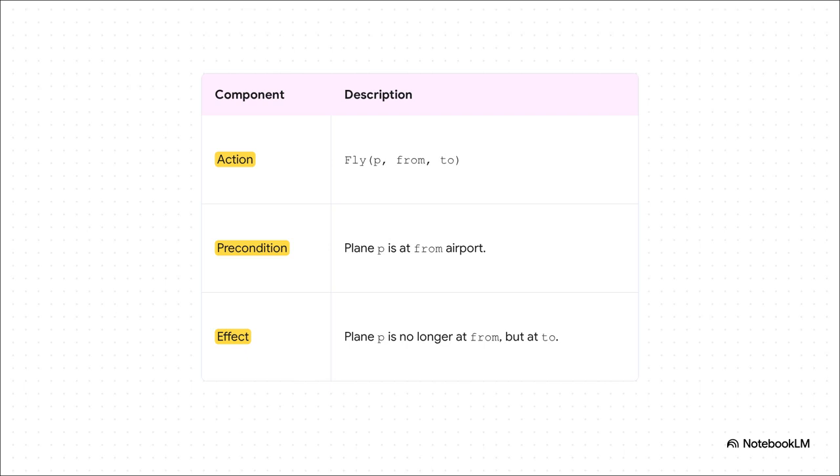Let's take this example, flying a plane. You have the action itself, fly. You have the preconditions, what has to be true before you can fly, like the plane has to be at the starting airport, and you have the effects, what changes after the action is done. The plane is now at the new airport. It's a simple idea, but with these little building blocks, our AI can now construct some really complex plans.